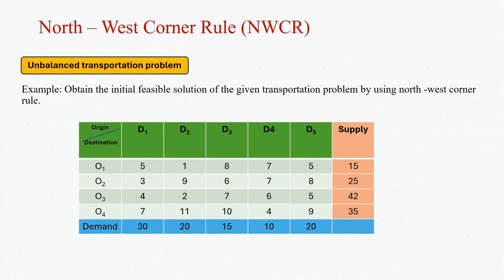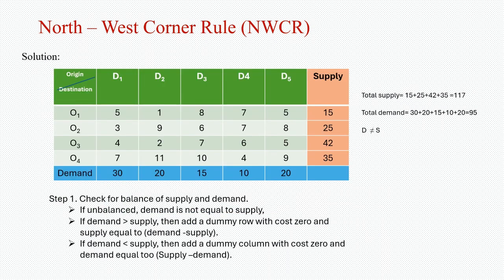Let us understand how to solve unbalanced transportation problem. Example: obtain the initial feasible solution of the given transportation problem by using northwest corner rule. Solution. This is the table.